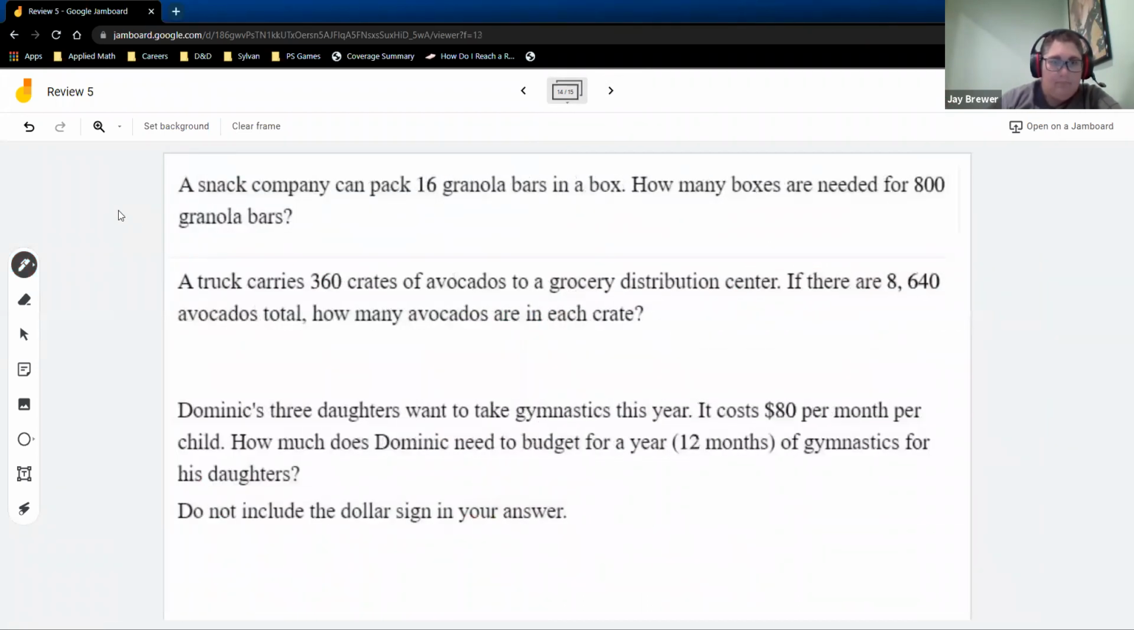All right. A snack company can pack 16 granola bars in a box. How many boxes are needed for 800 granola bars? This is just going to be a division problem. We're going to take 800, see how many times 16 goes into that. Well, a good place to start would be 5, and that actually is nice because that is 80. And then when you have 2 zeros, then zeros out, all that is left. So it would be 50 boxes are needed.